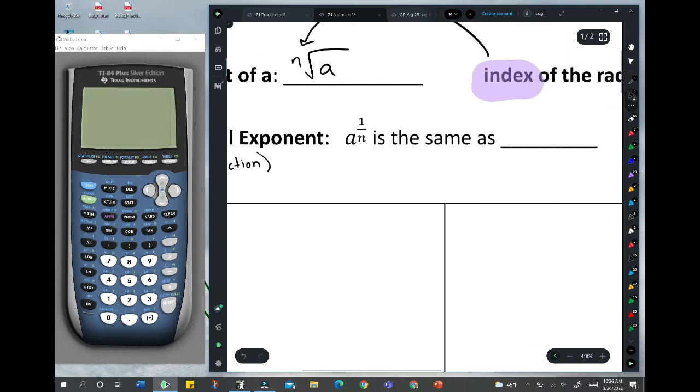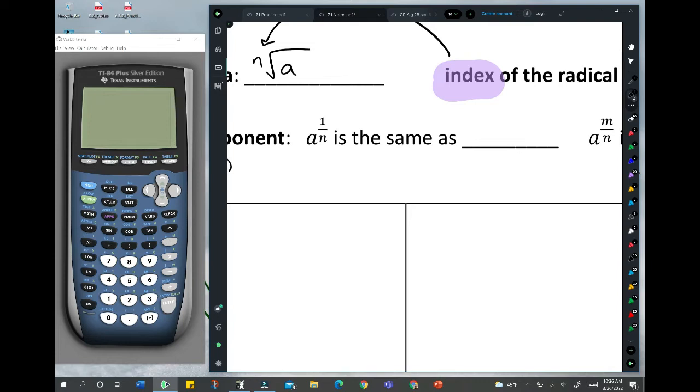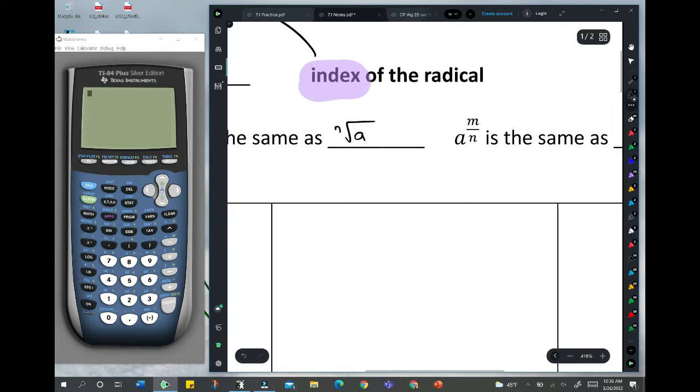Okay, and basically, if you have a fractional exponent, it is the same thing as a radical, okay? They're pretty much the same. Isn't that kind of neat?